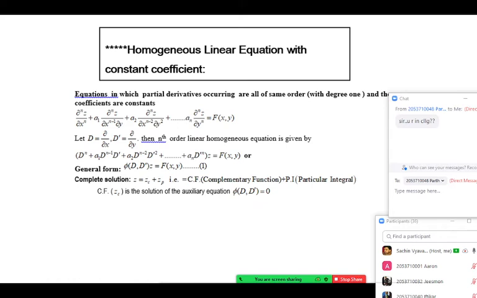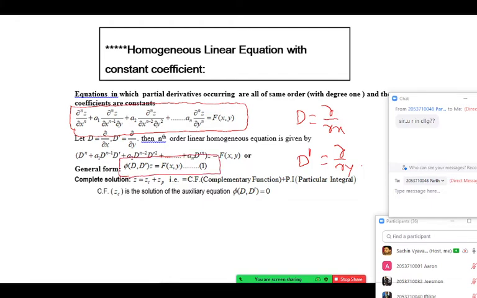So the higher order differential equation will be in this form, where now we use a capital D operator. Capital D operator is not for d by dx; we use dou by dou x. So partial with x, that operator is denoted by D, while D dash is the operator for dou by dou y. Whenever we use D for dou by dou x and D dash for dou by dou y, the differential equation is converted to this form: phi of D comma D dash of z is equal to f of x, y.